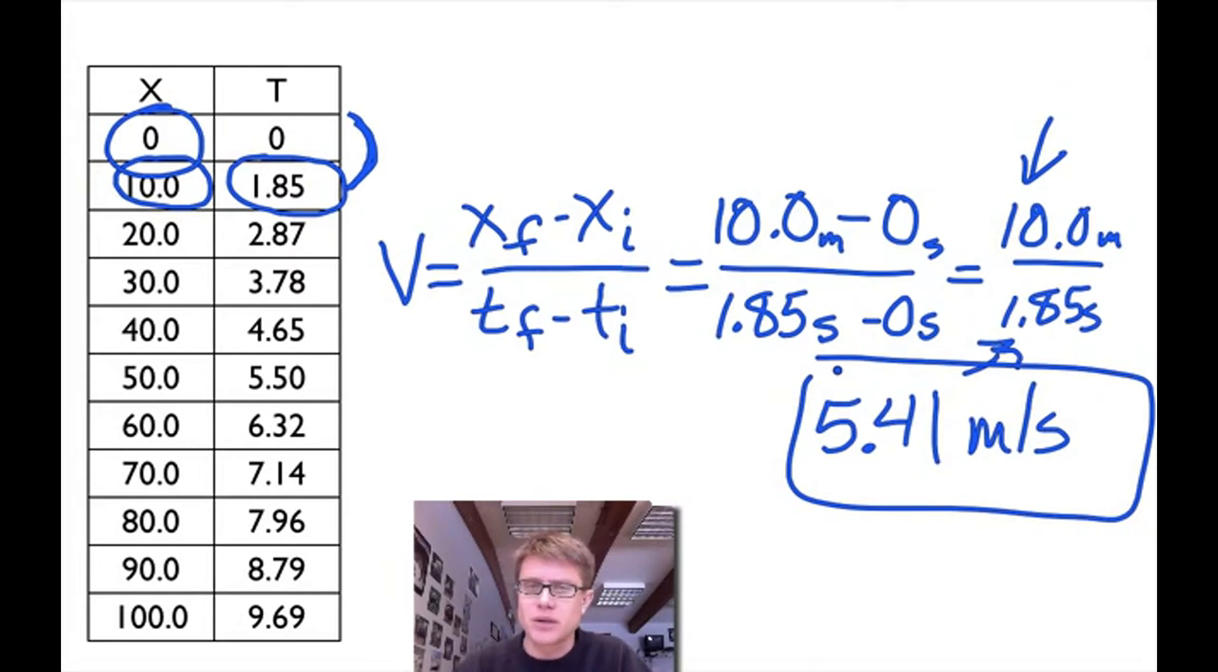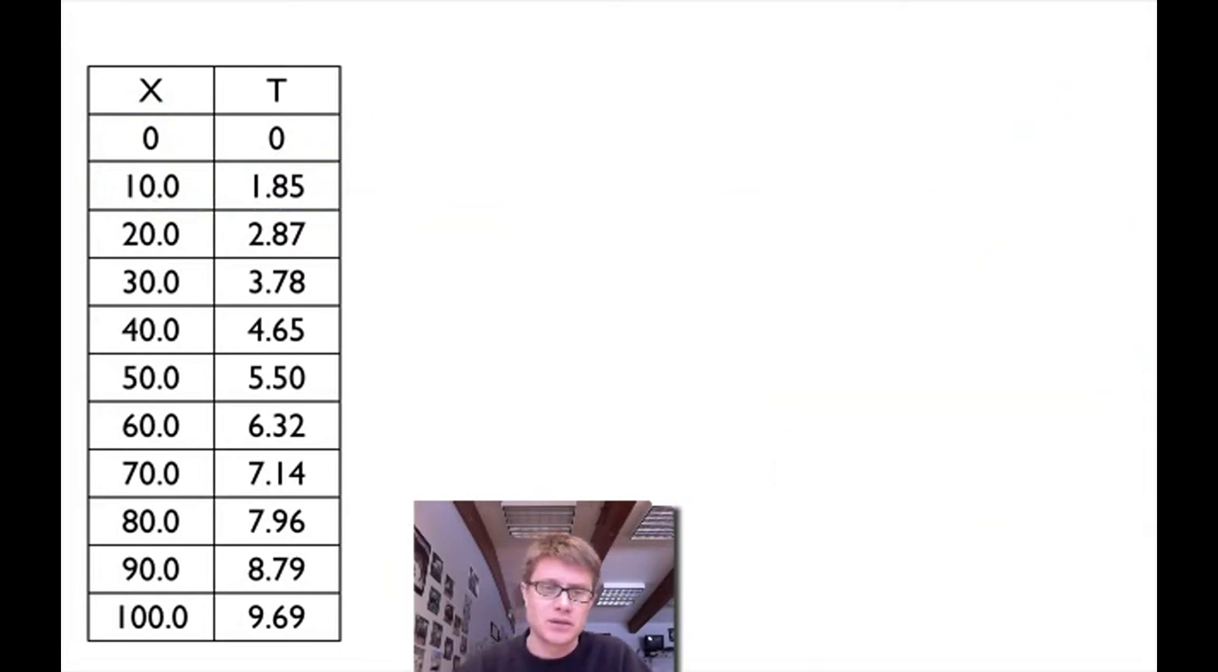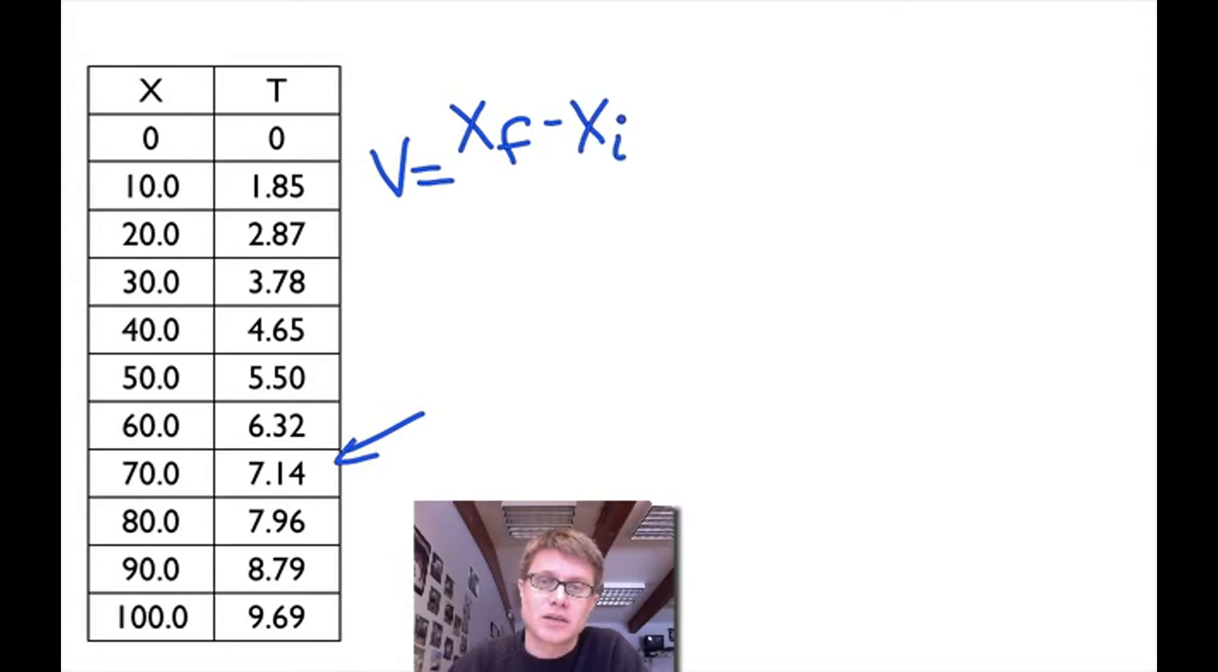Let's look how fast he's running later in the race, though. And let's try it way down here. So if we go way down here, let's say at this point. So remember, velocity is going to be final x minus initial x over time final minus time initial. And this is why you'll start to see why it's important that we kind of keep track of that.